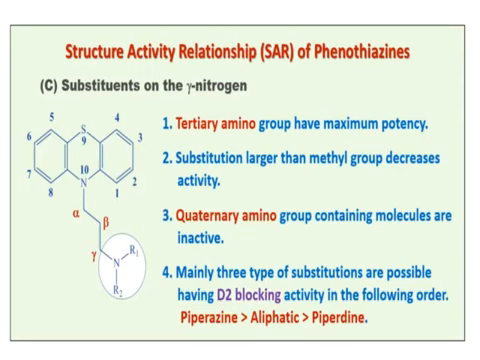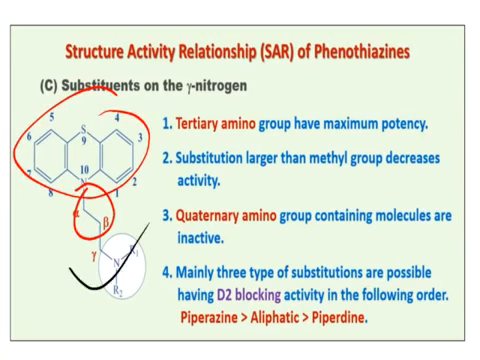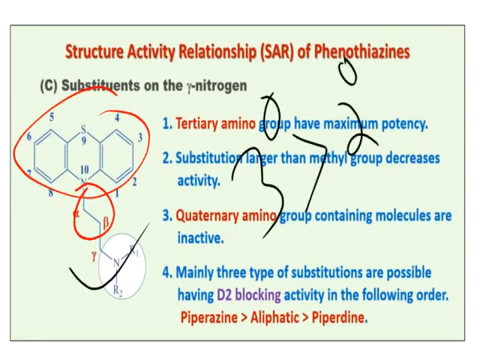Now next part: we have seen the nucleus, that is this part, then the side chain. Now we are moving to the next part, that is this one, the tertiary amine. If a tertiary amine group is present, or the terminal amine is in tertiary form, it shows better activity as compared to secondary or primary. Then R1 and R2 must be methyl groups. If ethyl or propyl are attached in place of methyl, the activity decreases.